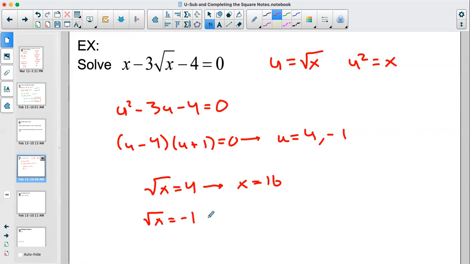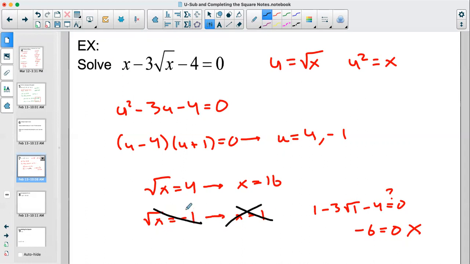So like if you squared both sides, you get x equals 1. And you'd be like, all right, well, maybe that works. But then if you try that up here, x equals 1, you get 1 minus 3 times the square root of 1 minus 4 equals 0. That's 1 minus 3 minus 4, which is negative 6. That doesn't work. So which means that this answer is bogus. The word in math is extraneous. Like it doesn't work. This gives you a false solution.